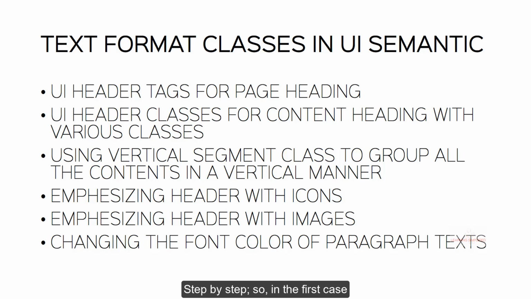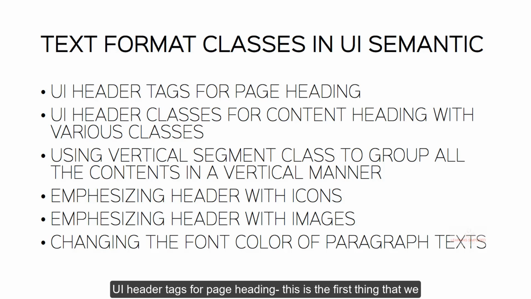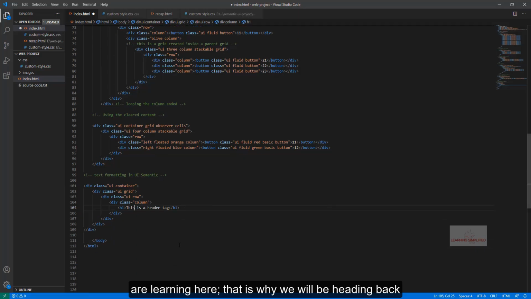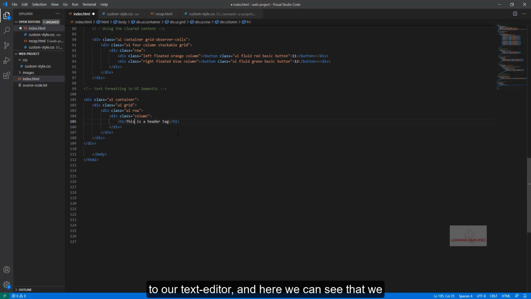So in the first case, UI header tags for page heading. This is the first thing that we will be learning here. That is why we will be heading back to our text editor, and here we can see that we have already created a container class within which we have created a grid, within which we have created a row and the column. And here in the first case, we can see that this is an HTML header tag, which is H1. So this is the H1 tag.